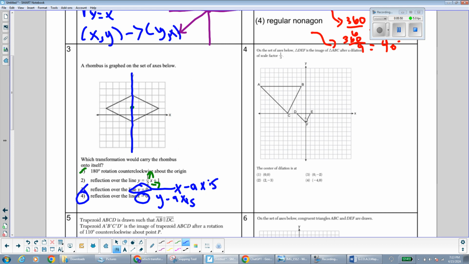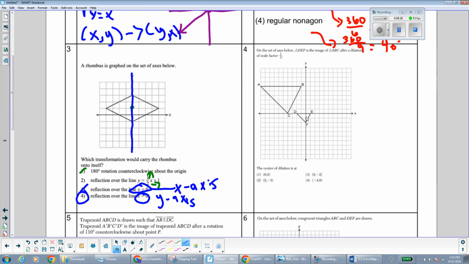So I know that the center of dilation has to be somewhere over here because it's got to be closer to the image than the pre-image. So it's got to be somewhere over here because the image moves closer to the center of dilation. Also, since this is a third of this, I know that the distance that these points are from the center of dilation has to be a third of the distance that these points are from the center of dilation. Another way of saying that is that these points are 3 times away from the center of dilation as the points in this triangle are.